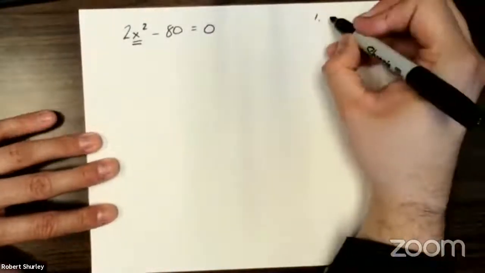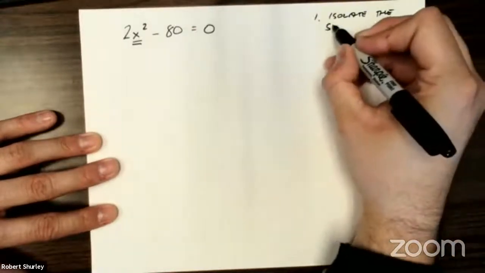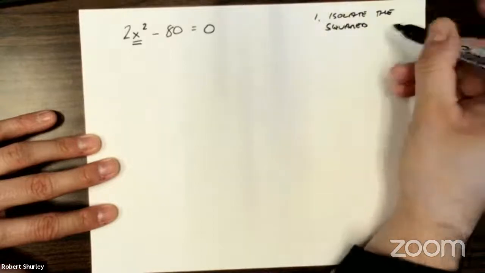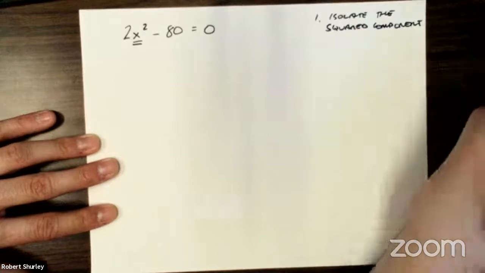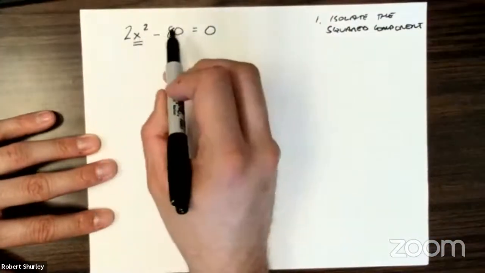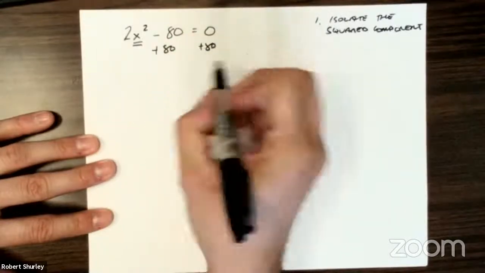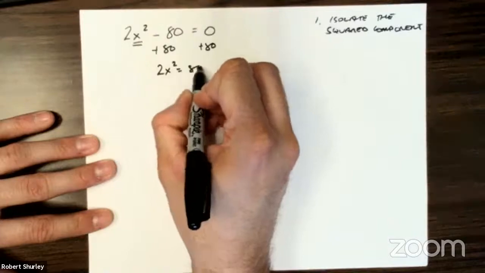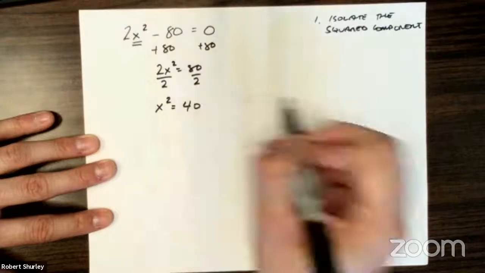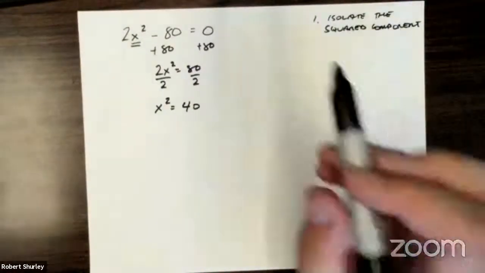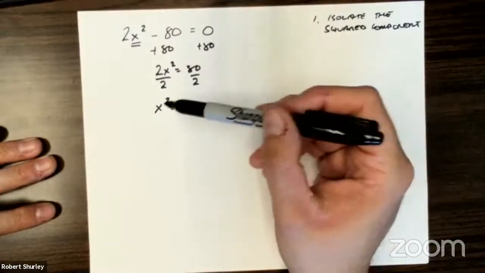So step one, I'm going to isolate the squared component, because sometimes it's not always a squared term. So I'm going to isolate that squared term. I've got to get this x squared by itself. So first, I'm going to add 80 to both sides. I get 2x squared equals 80. Then I divide by 2. And I get x squared equals 40. Okay, so I got x squared by itself, right? I added the 80 to both sides, and then I divided by the 2.